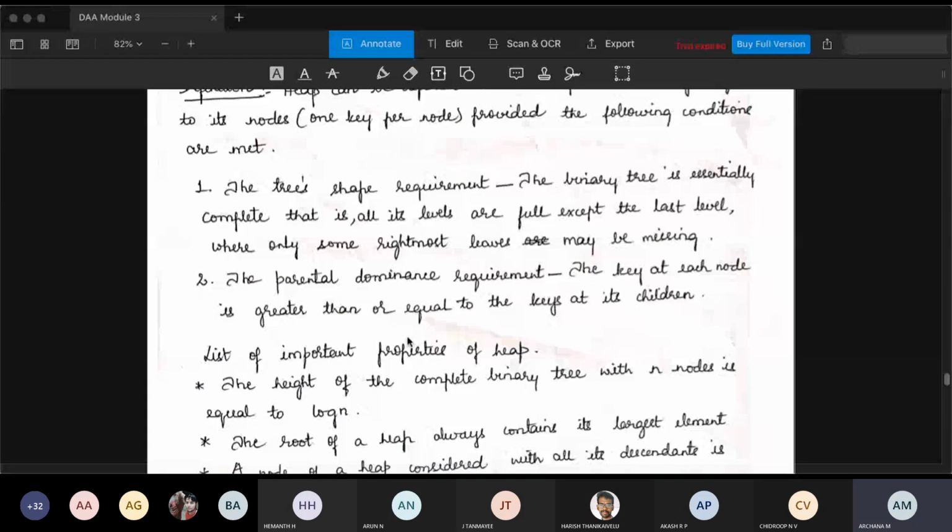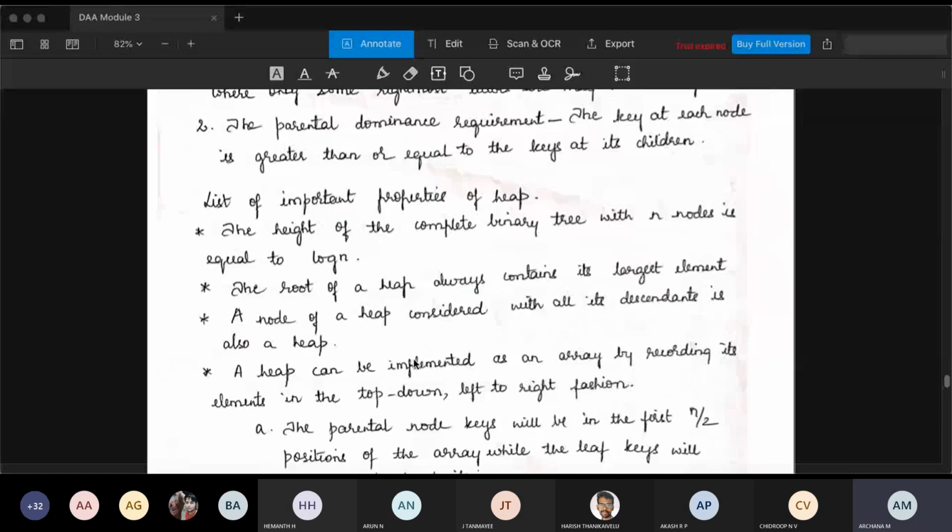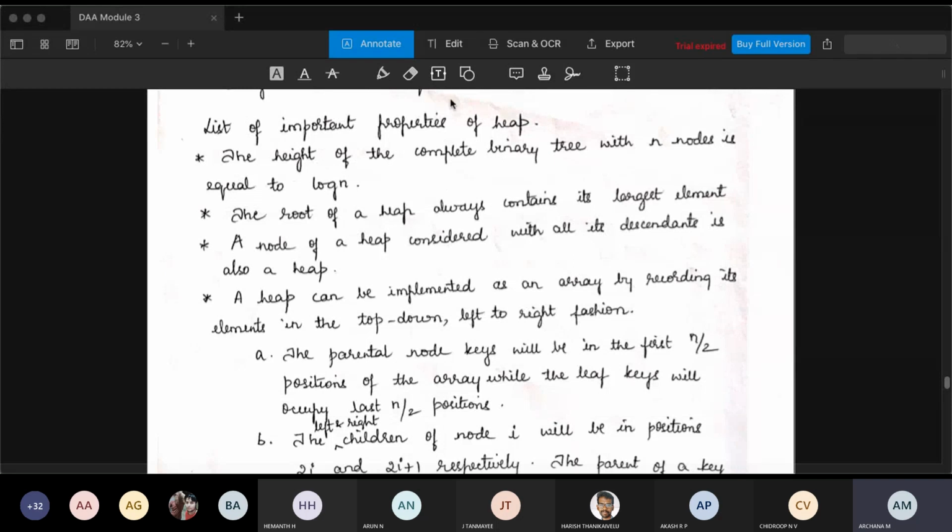Okay. Now we will go with the next one. List of important properties of heaps. Can you see this? Are you able to see the screen? Yes, ma'am. Okay. So what are the important properties of heaps?